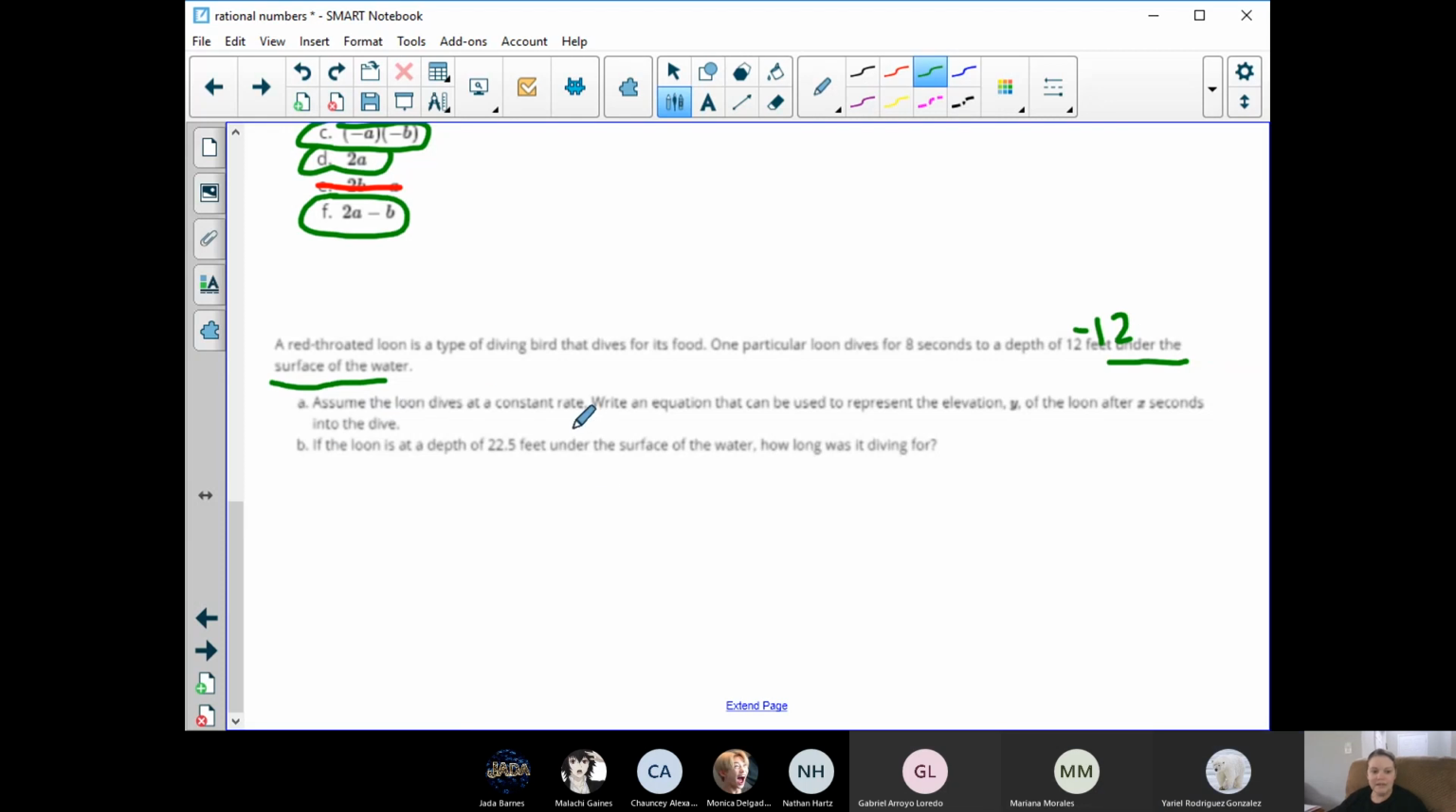Assume the loon dives at a constant rate. Write an equation that can be used to express the elevation y of the loon after z seconds. Okay, into the dive. So we need to figure out how far the loon dives in 1 second. So if I make a chart, so we have our seconds, we have our depth. We know that in 8 seconds, it is negative 12 feet. So how would I figure out how far in 1 second?